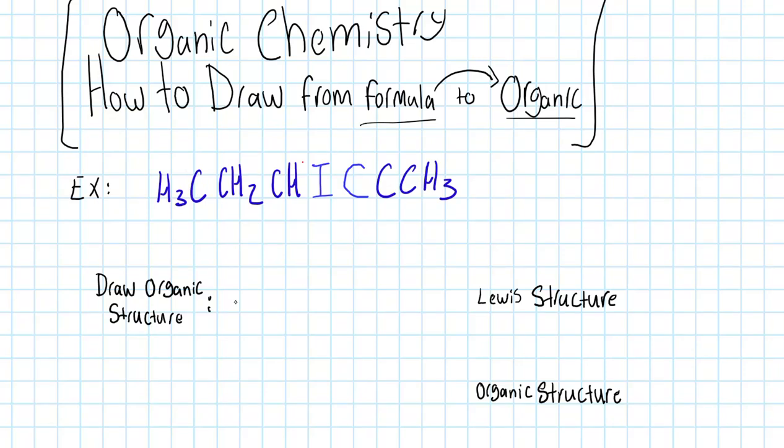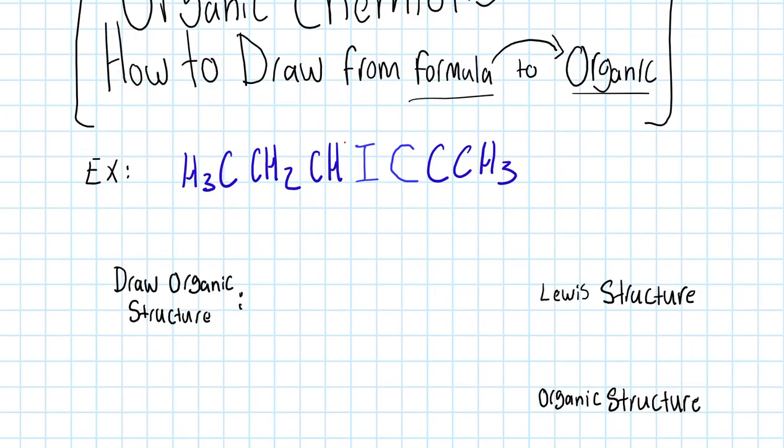structure off from the formula to organic structure. So usually on an exam, it's going to ask you to draw the Lewis structure and then go to an organic structure. The first thing I would do is write down all the carbons and how many we have. So in our formula, 1, 2, 3, 4, 5, 6. We have 6 carbons. So after that, I would just write them all down.